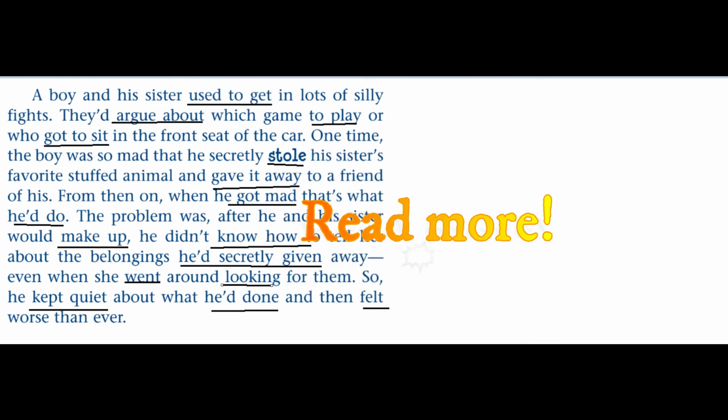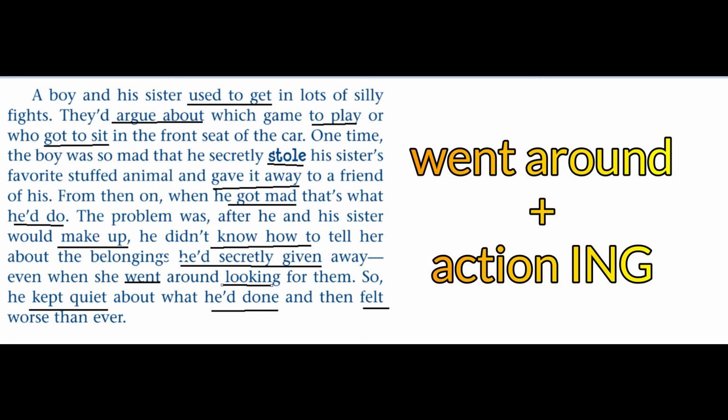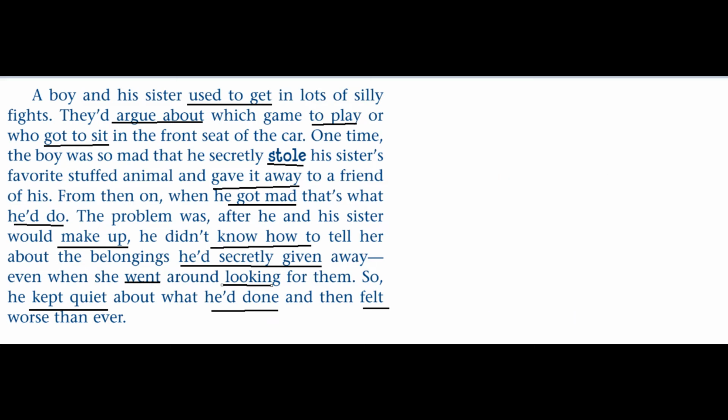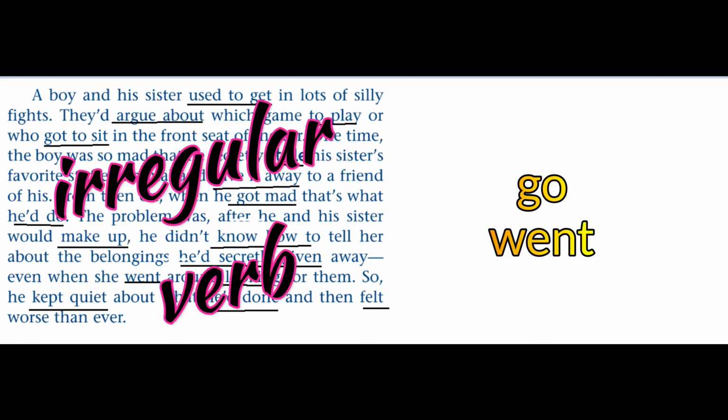Okay, the next is went around looking. And when you put went around together, you'll need to use ing after that action. Went around talking, went around eating, went around telling, and so on. Went is the past tense of go, right? That's an irregular verb. I think you're getting the hang of this.